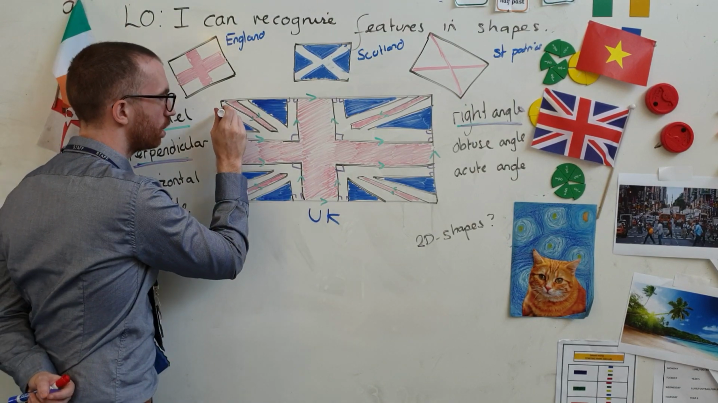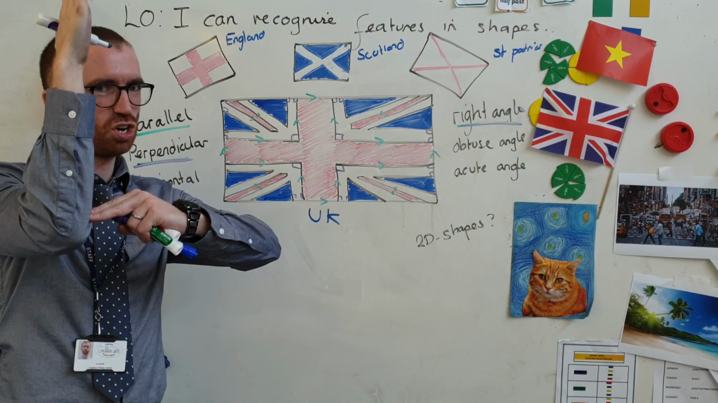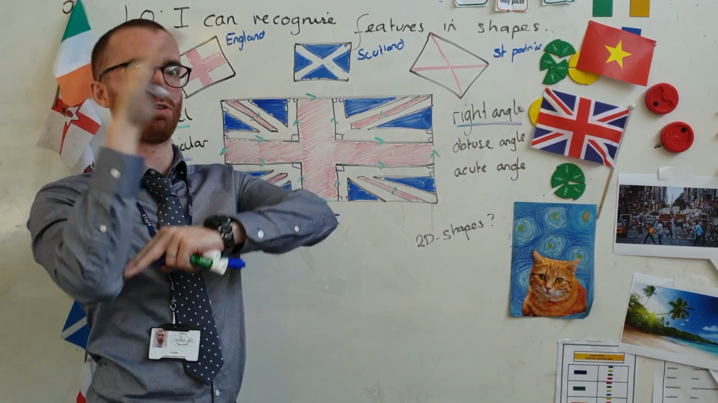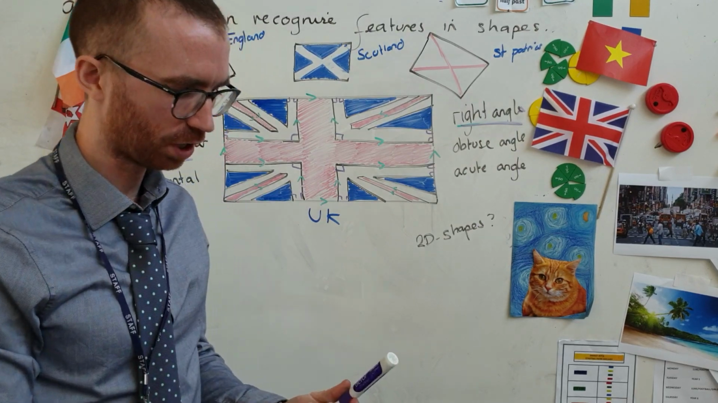What about this angle here? Is that a right angle? It's not a right angle. It's bigger than a right angle, so it's obtuse. Let's go for the obtuse angles now.